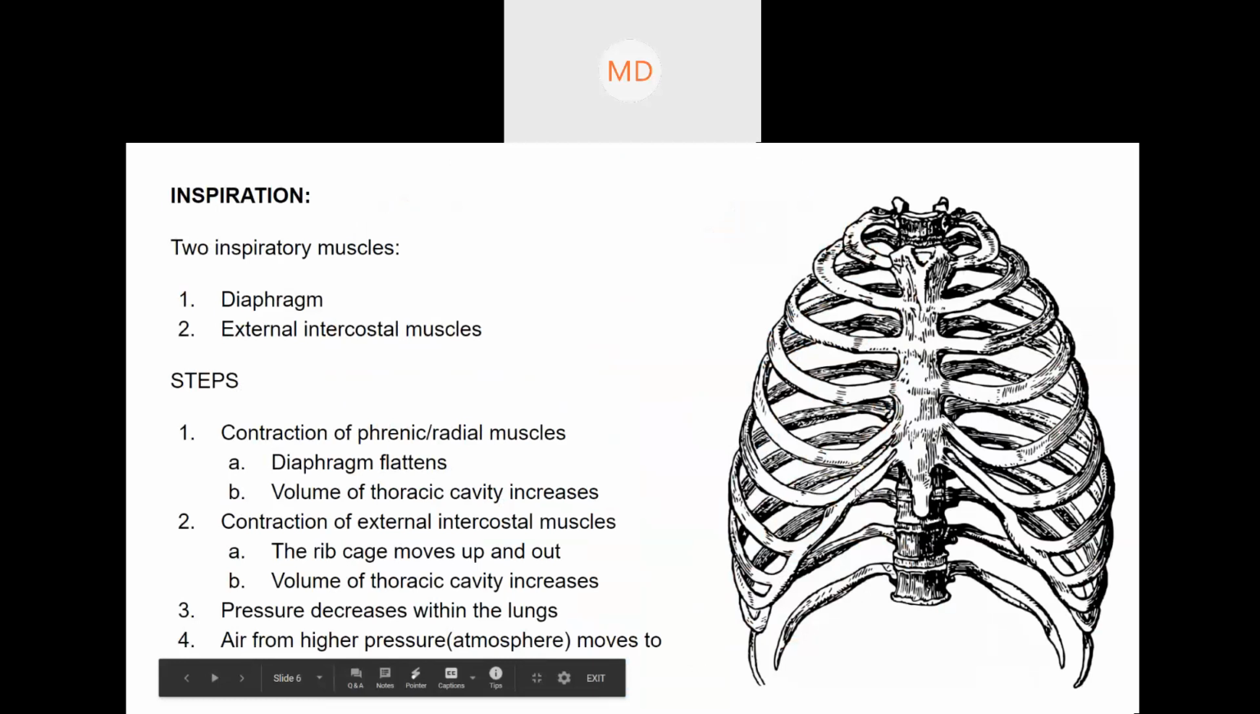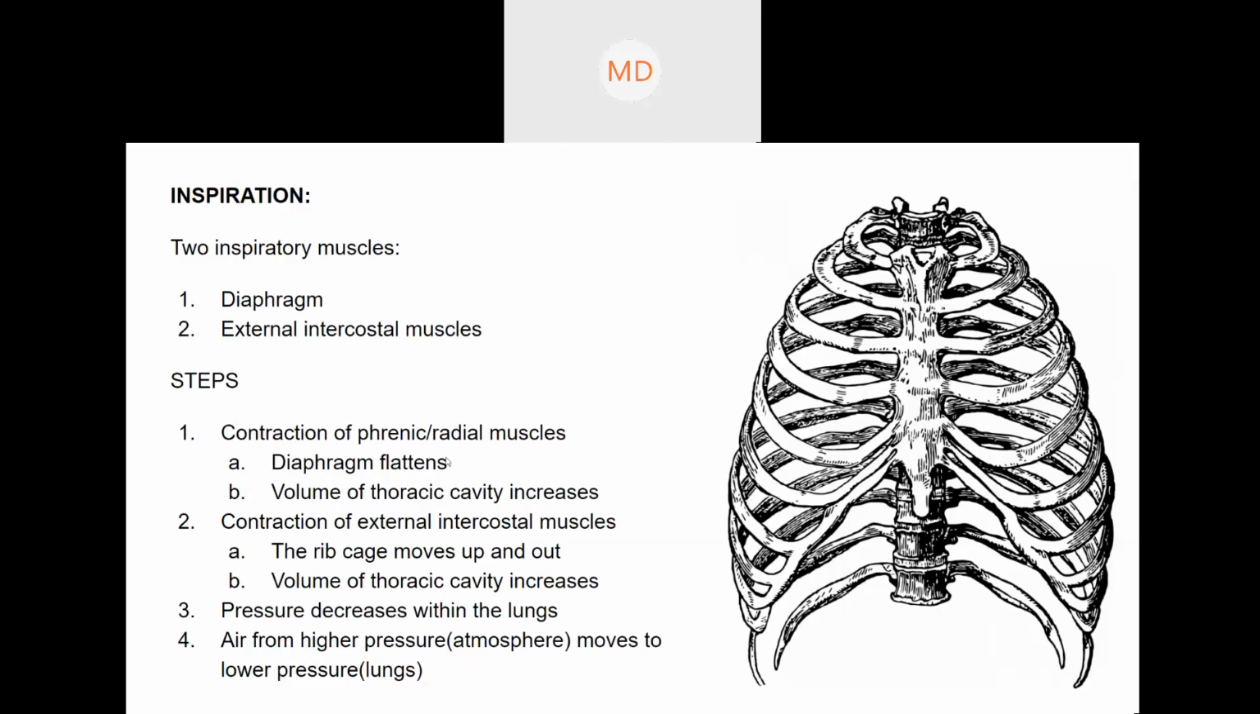Now we'll learn about inspiration. What is inspiration? As we already mentioned, inspiration is breathing in. Why do we breathe in? We breathe in oxygen, right? There are a series of events occurring during inspiration, when we breathe in. So let's look at that.